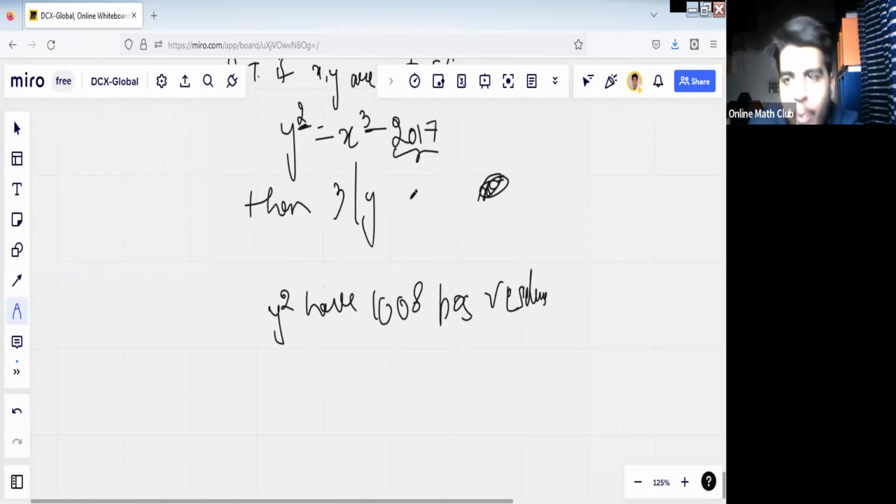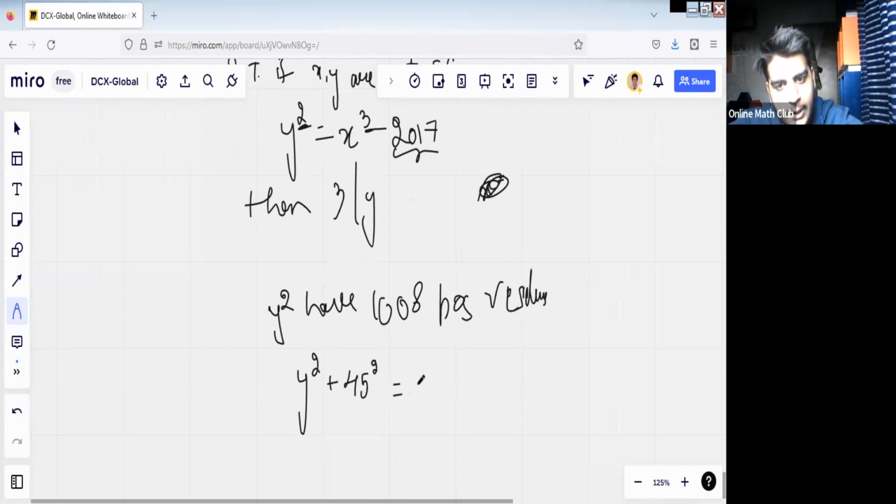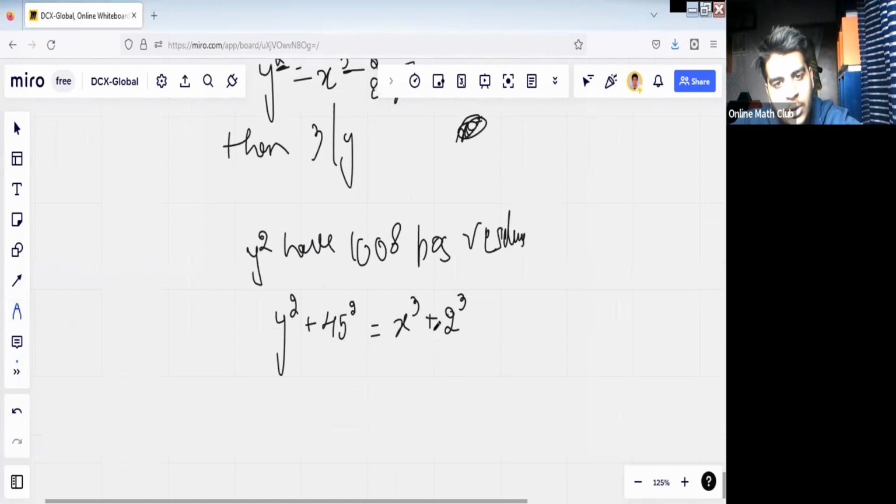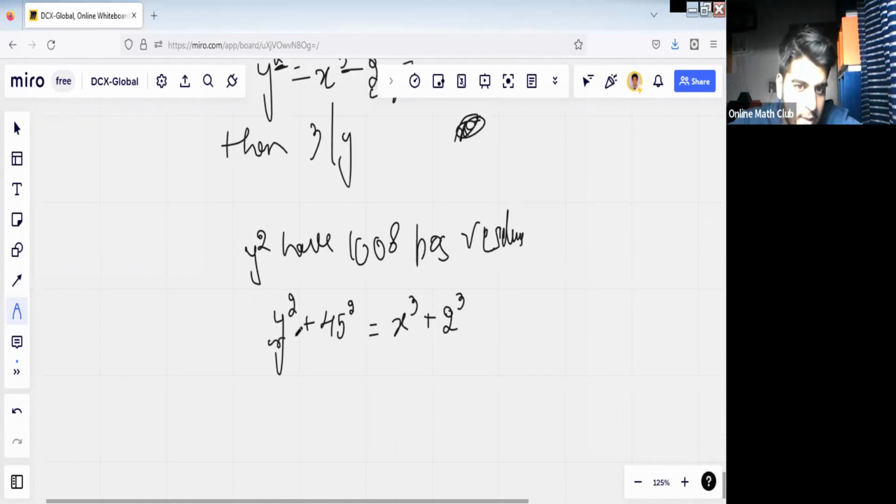So, like, you have a 2017 number. You try to make this look nice. So what you do is you add 2025 to both sides. 2025 is 45 squared, and the other side becomes x cube plus 8, which is 2 cube. Now, this thing is of the form a square plus b square. We did something related to this in the starting of the class. Now, try to do this problem.